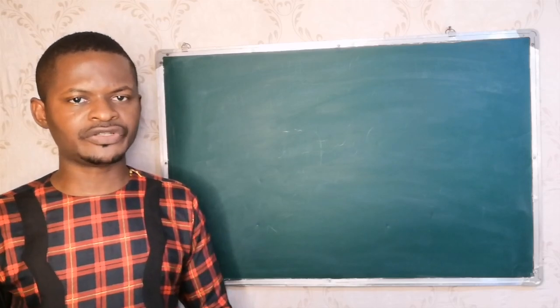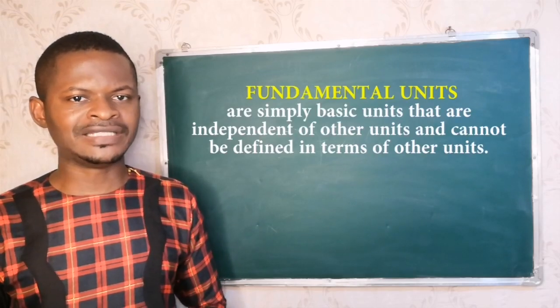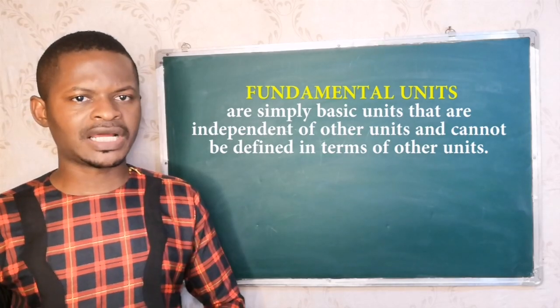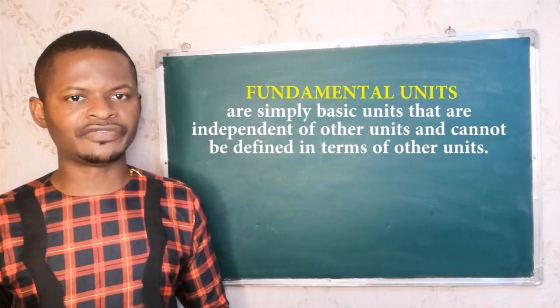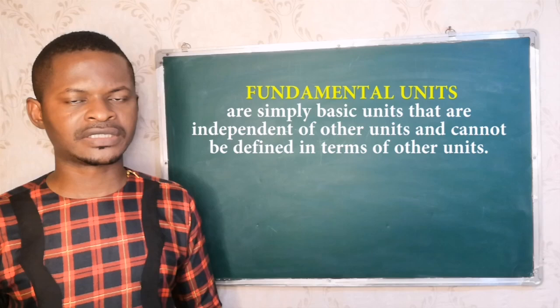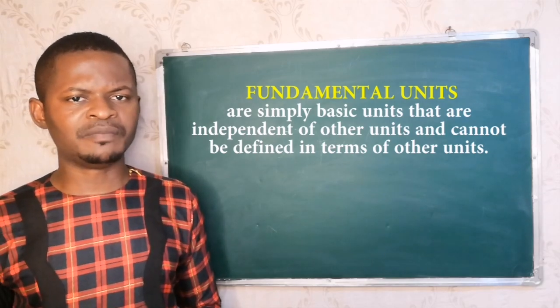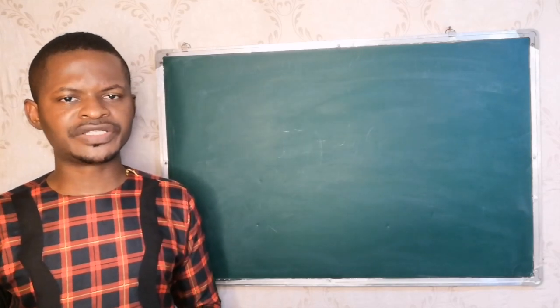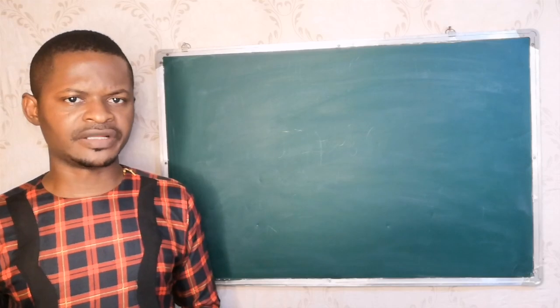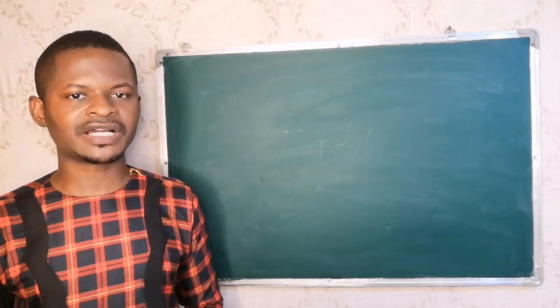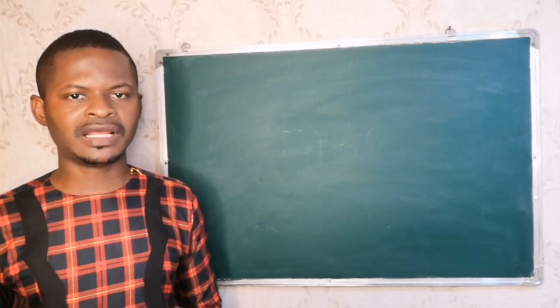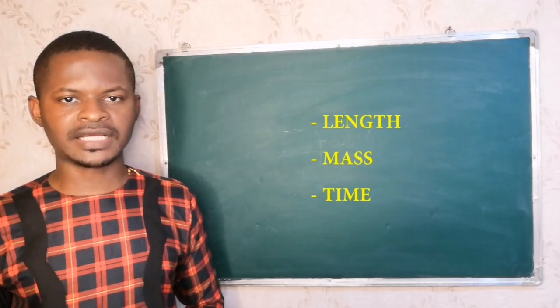So it means fundamental units are those units that are independent of other units and they cannot be defined in terms of other units. The fundamental unit form the base unit upon which other units are built or other units depend. And the three most fundamental quantities in physics are length, mass, and time.